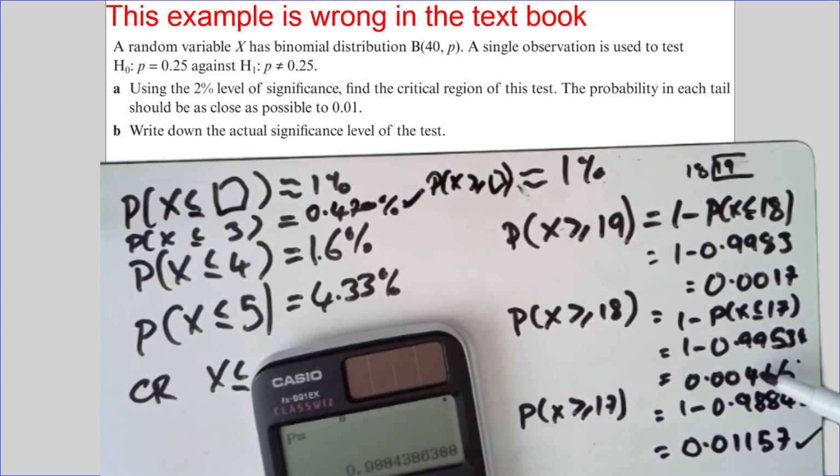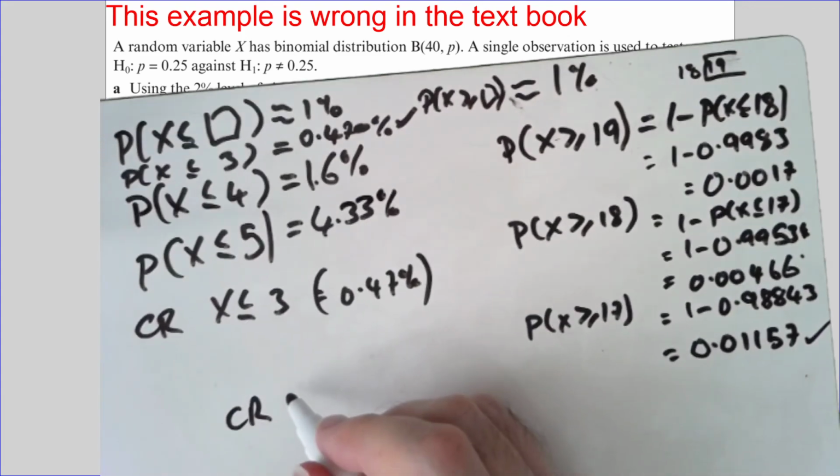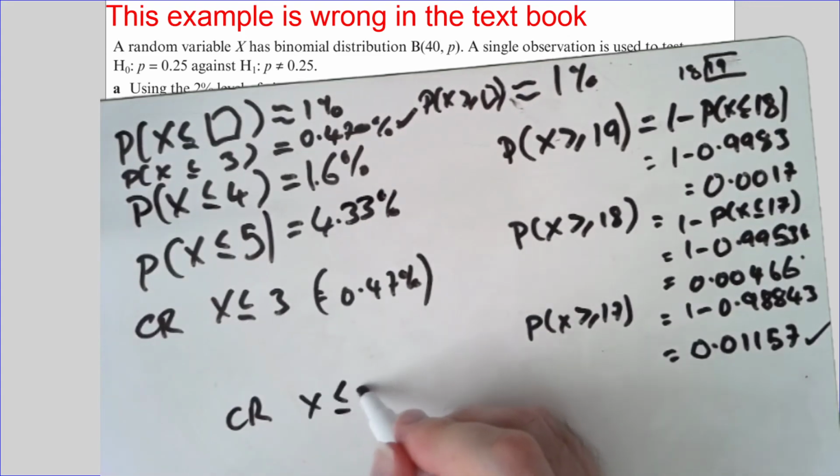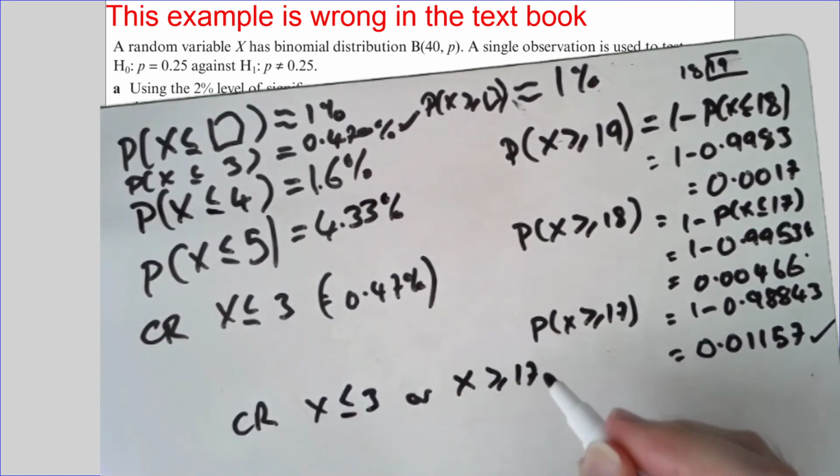Looking at this, the one that's closer to 1% is actually this one, because this one is like 0.5 something away, and this is just 0.1 something away. So a critical region is actually x is less than or equal to 3, or x is greater than or equal to 17.